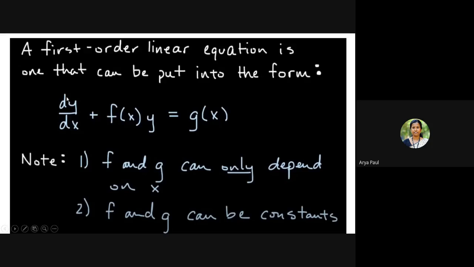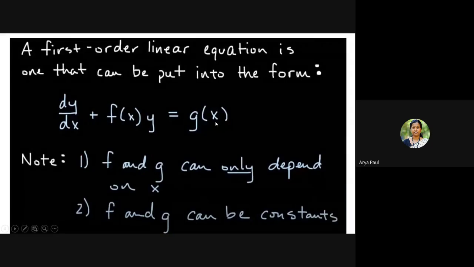If it is d square y by dx square, then it is a second order differential equation. So for this dy by dx term, the power is 1, the order is 1. So this is a first order differential equation, and this is the general form of a first order differential equation: dy by dx plus f of x into y is equal to g of x.